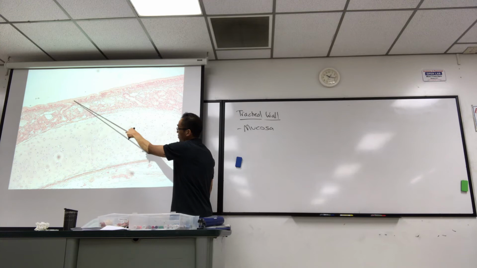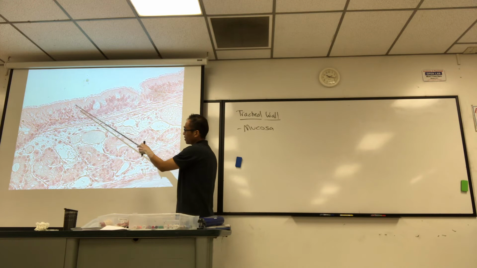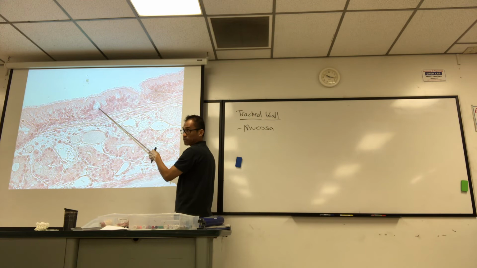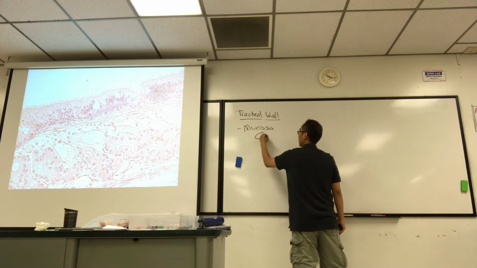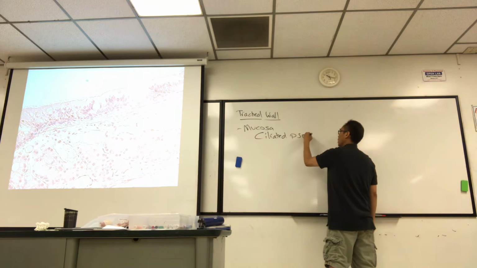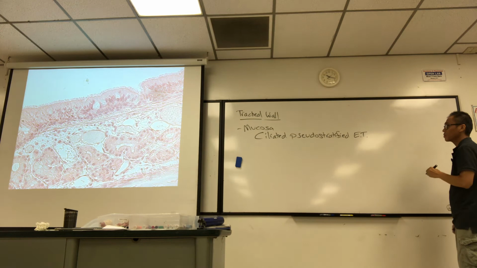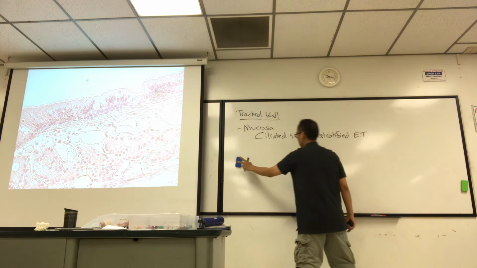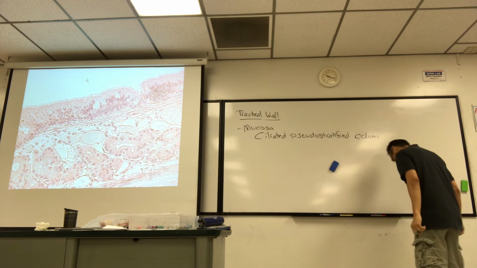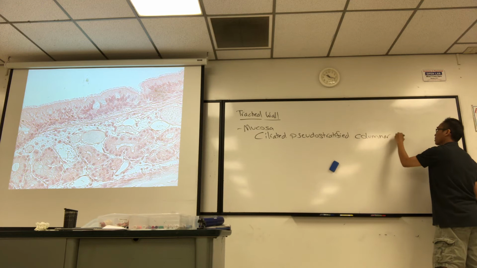So higher mag, again, here is the mucosa. Let's talk about that. We define that as a ciliated pseudostratified columnar ET with goblet cells. Write that down. Ciliated pseudostratified, and we could go with ET for short for epithelial tissue. Oh, I forgot columnar. Sorry. Pseudostratified columnar, with goblet cells.